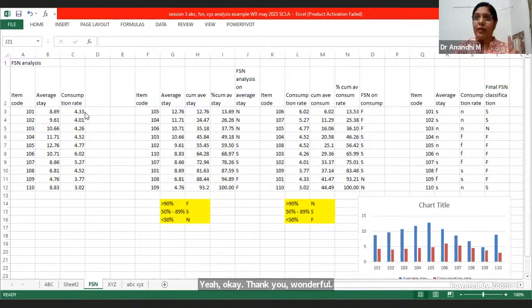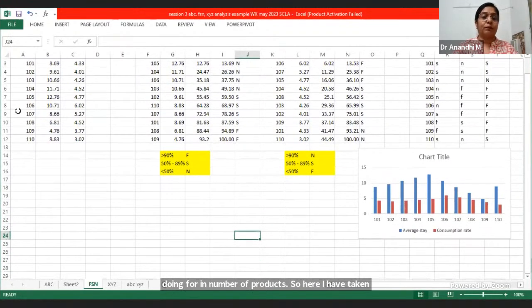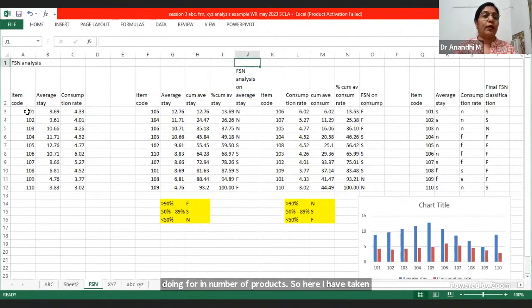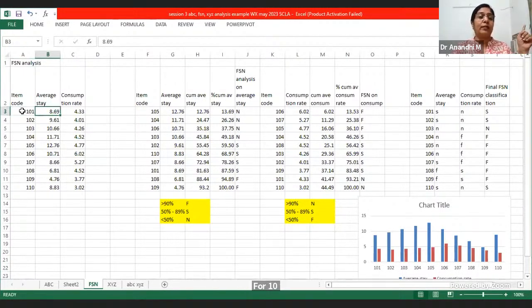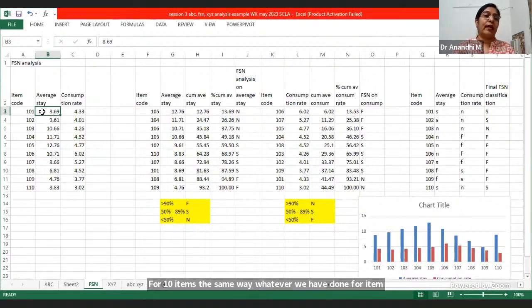Consumption we did for one product, right? In the PowerPoint slide, I was showing you how to calculate average stay and consumption rate for one single product for 15 days, given the data for 15 days. Likewise, imagine we are doing this for n number of products. Here I have taken, for example, 10 items. The same way, whatever we have done for item 1, for all the other items, average stay and consumption rate have been calculated for the 10 items.